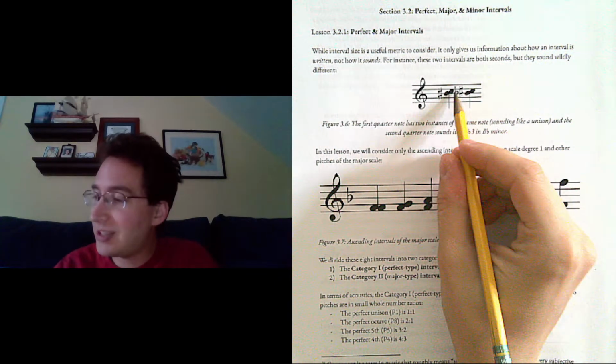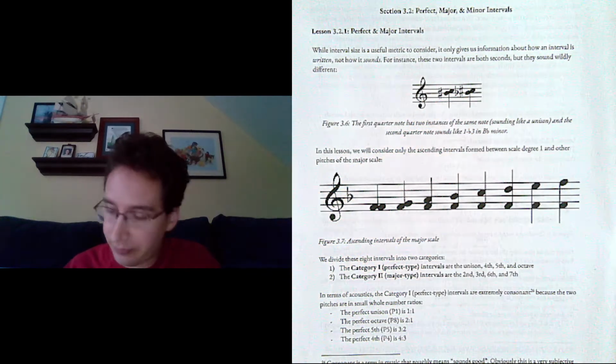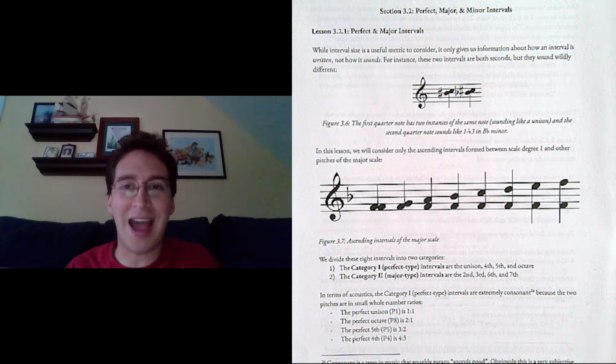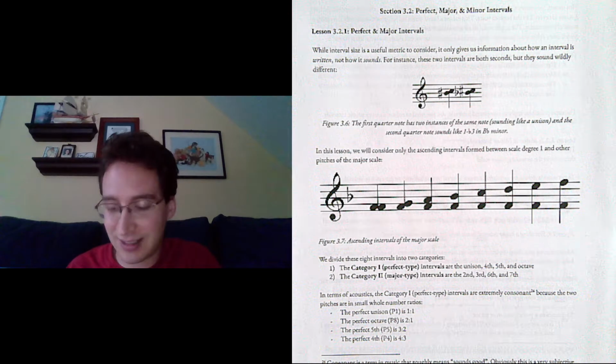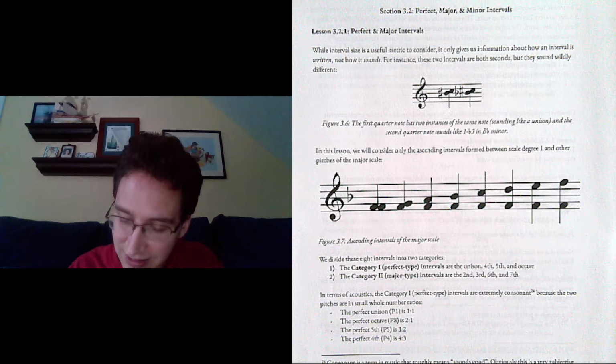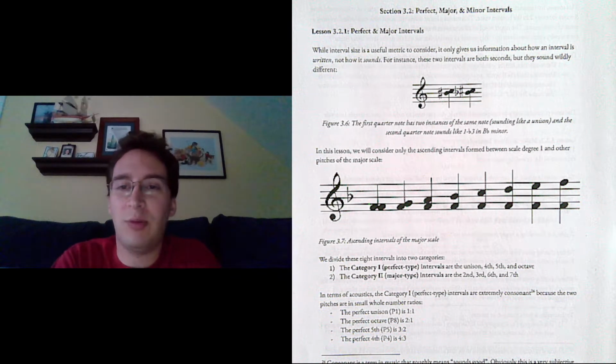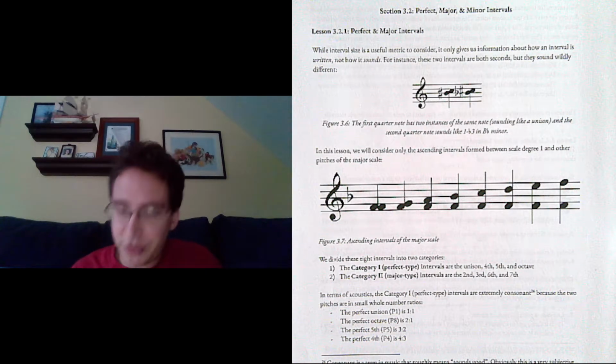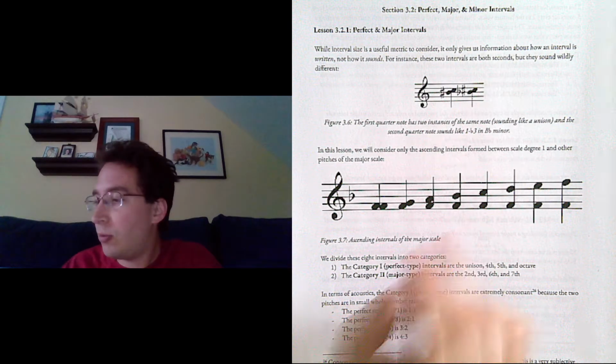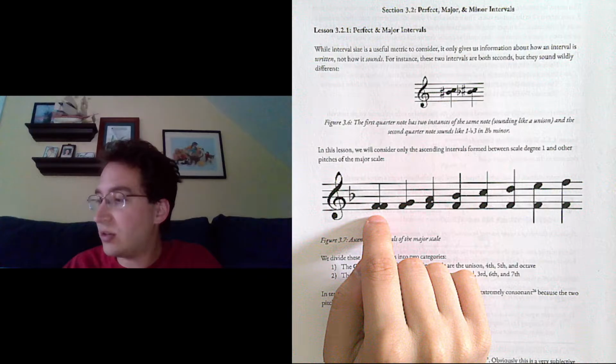For instance, we have 2 seconds here. The first one sounds like that. B sharp is the same as C. It's the same note. The second one sounds like this. Sorry. There we go. Which is wildly different.